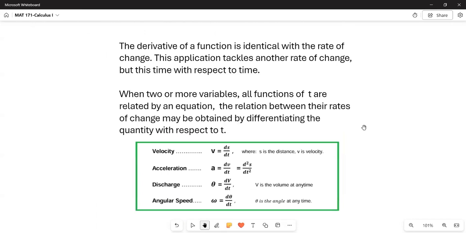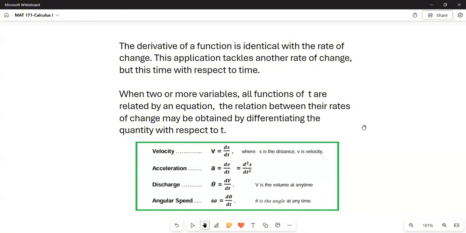So here in time rates, the derivative of a function is identical with the rate of change. This application tackles another rate of change, but this time with respect to time. So from the previous modules, ang mga ina-analyze natin na derivative is with respect to another variable, kung anong variable yon depende sa problem. But this time, in this time rate na module, always with respect to time.